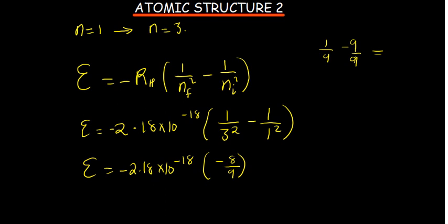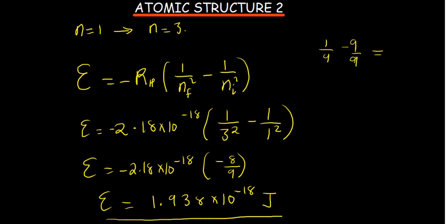You can see this is negative, this is also negative, so the answer is going to be positive. The answer is 1.938 times 10 to the power negative 18 joules. You're able to see that the answer has automatically come out positive, meaning that energy has been gained. So this is the energy that is gained for an electron to transition from the first energy level to the third energy level.